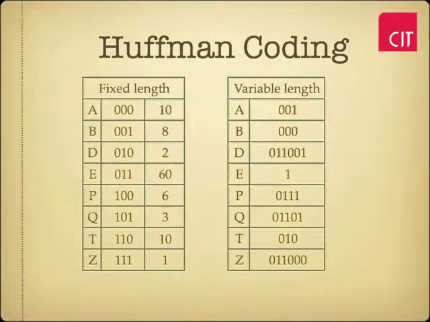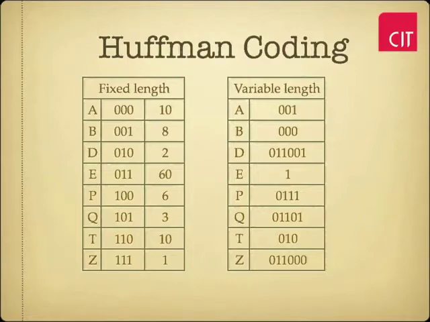But of course, we have 60 Es for every 1 Z. So we save 2 bits 60 times and we lose 3 bits once. And so that's how variable length codes can save bits overall. So Huffman coding is one of the most useful compression schemes. It's used a lot for text and can typically reduce a text document to maybe 1/3 of its original size.